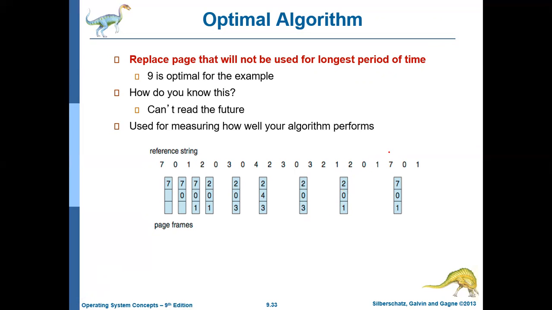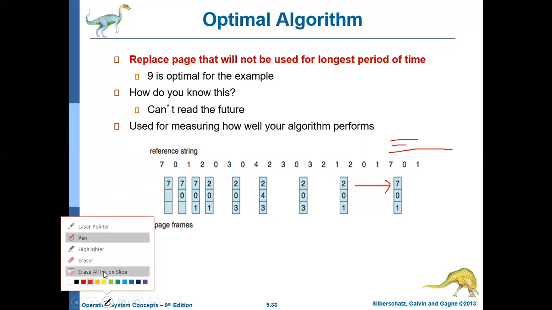So if you see 2, 2 is not at all used. 0 is used after this much time. 1 is used after this much time. So this 7 will replace 2. So 2 will be replaced by 7. Okay. And the next input is 0.